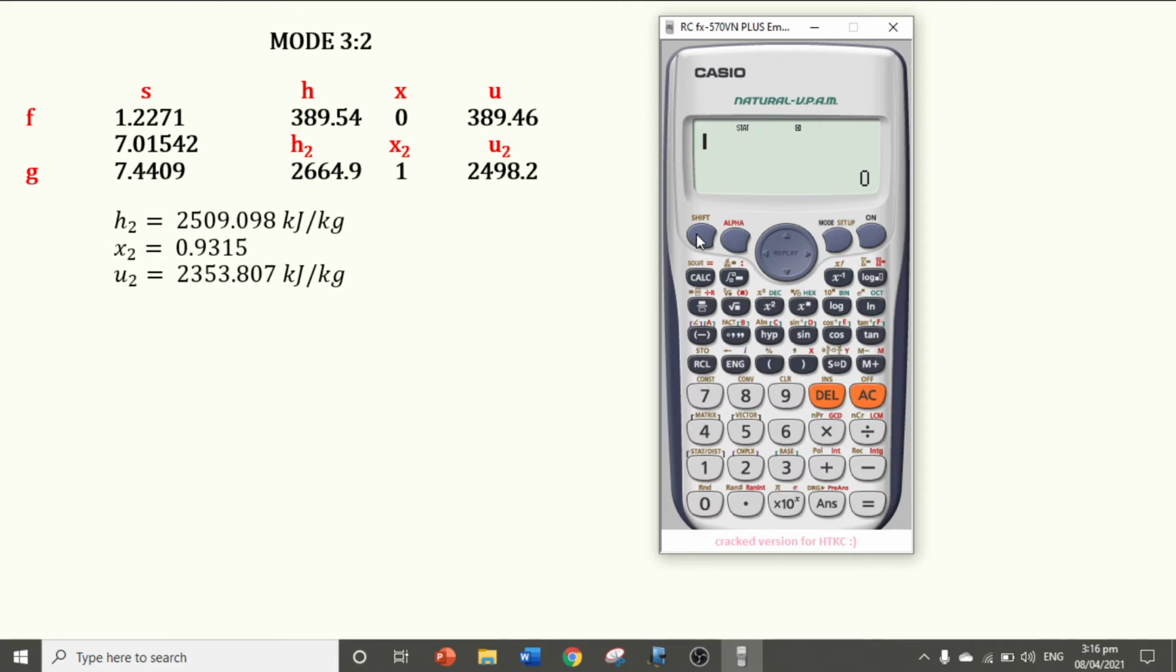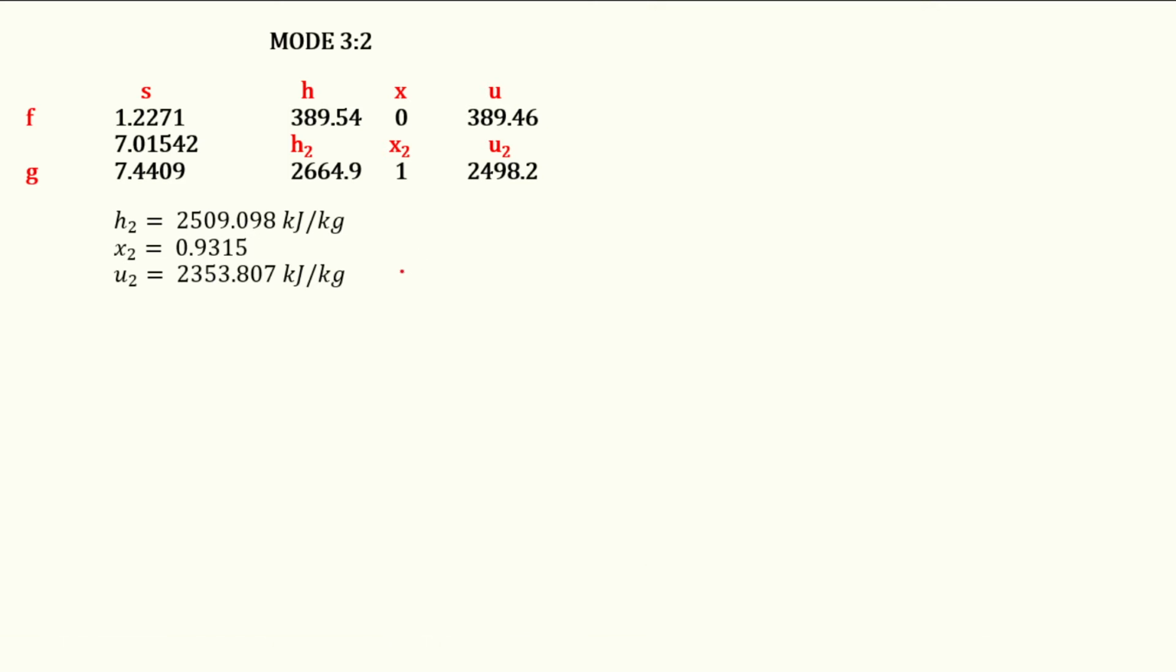Okay, so last is the U2. Punta lang tayo sa data. Edit natin si Y. So, UF is 389.46. Then UG is 2498.2. Press AC, Shift 1, 5, 5. Lagyan natin si S, which is 7.01542. Therefore, U2 is 2353.807 kilojoules per kilogram. So, nakuha na natin yung properties.